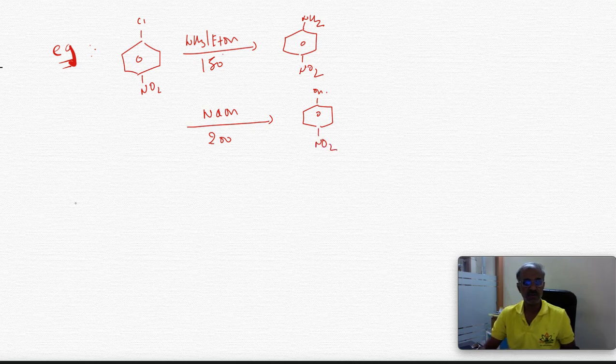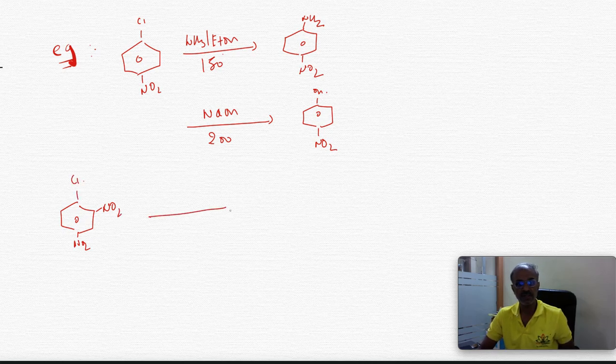Now the same scenario, if I take it with NO2 and Cl, what will happen? Suppose if I treat it with aqueous Na2CO3, and you can say 70 to 80 degrees Celsius, because there are two electron withdrawing groups, so obviously the temperature decreases.